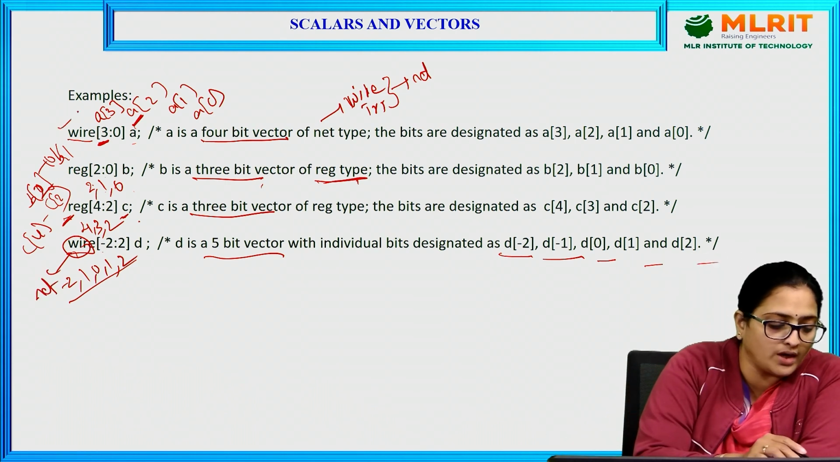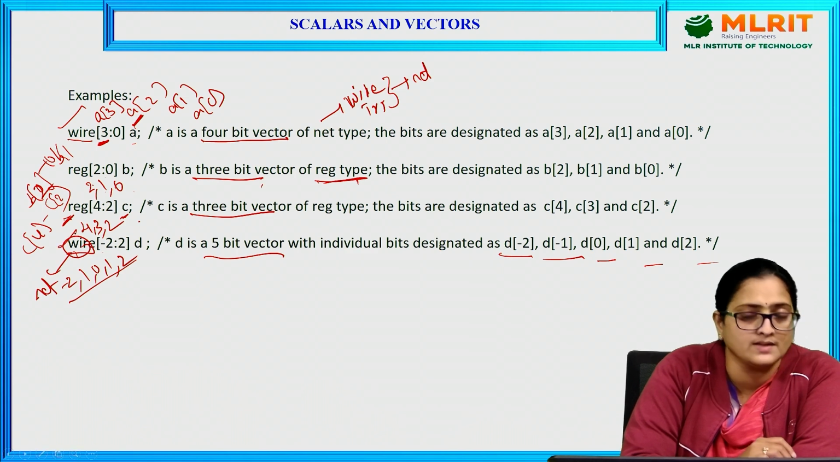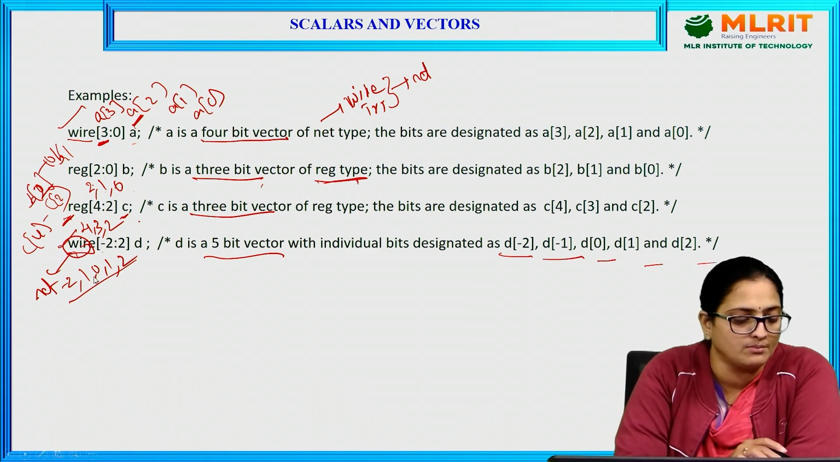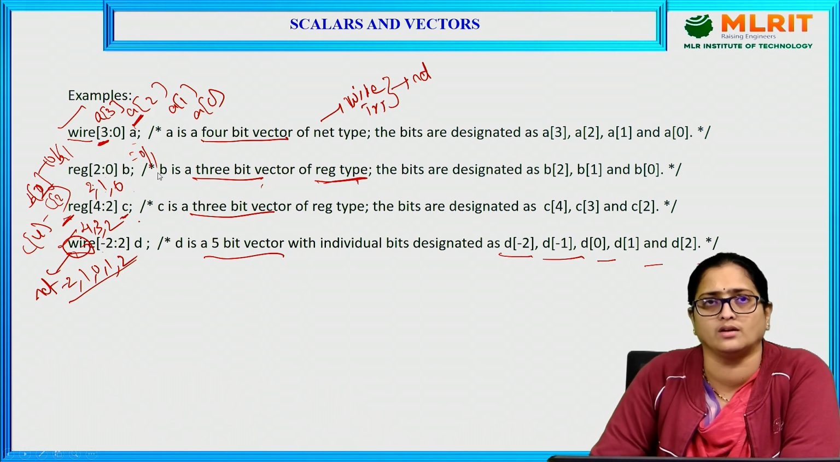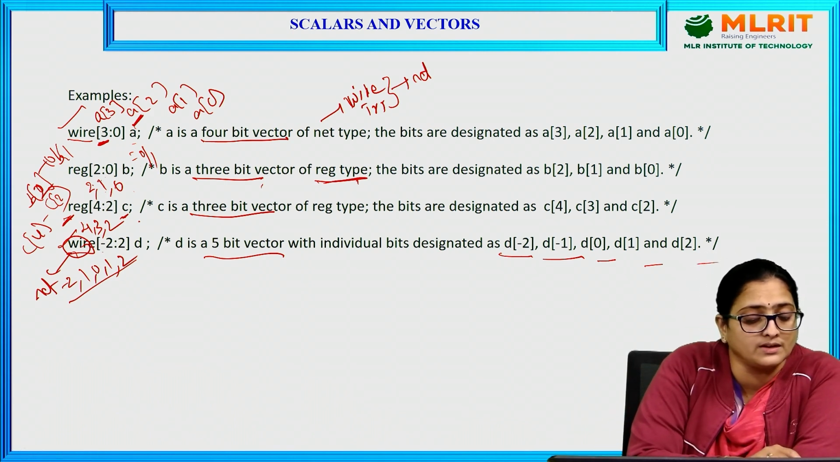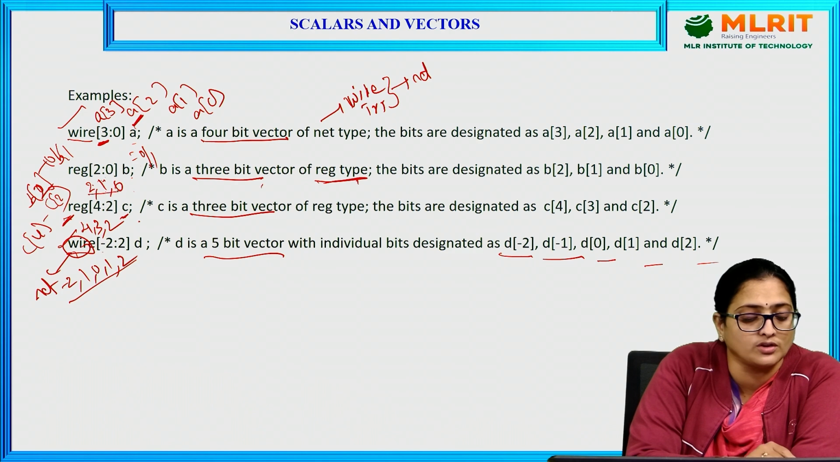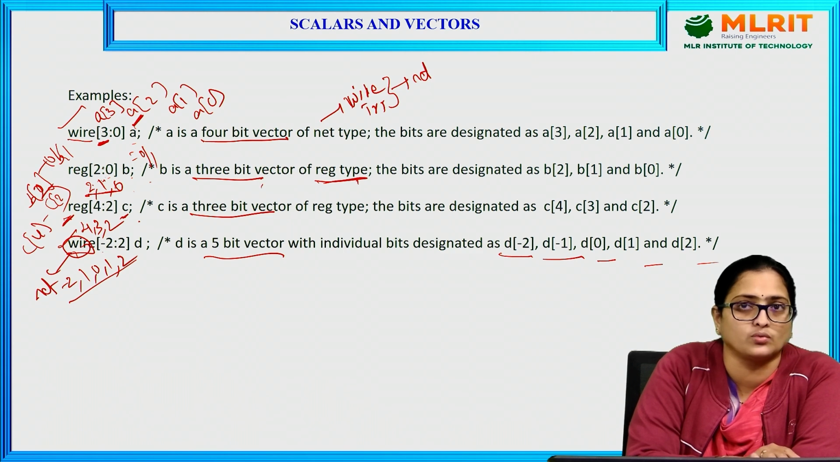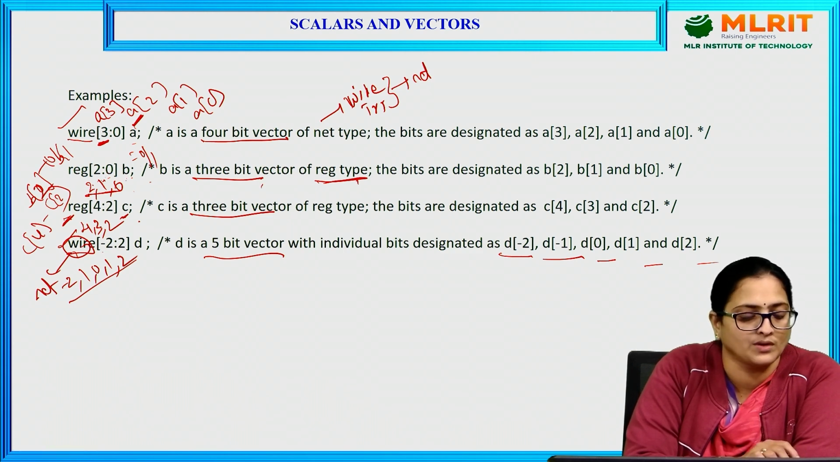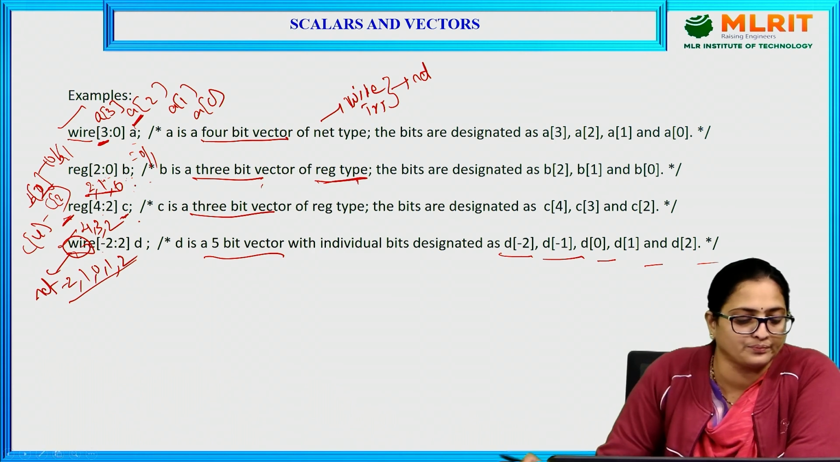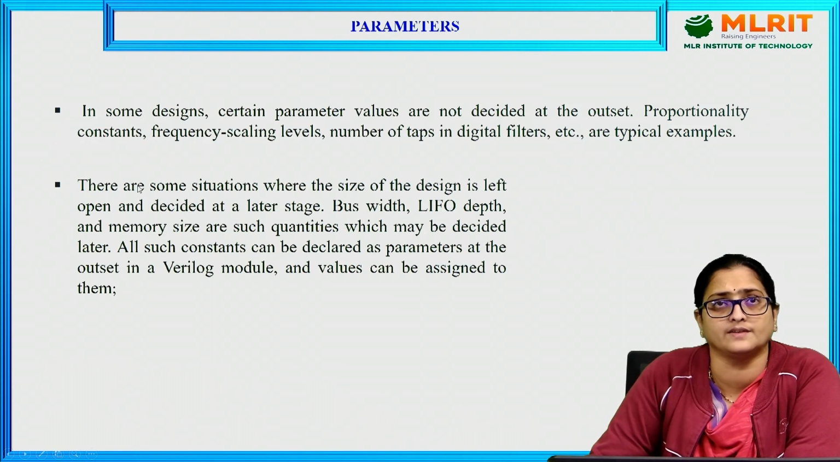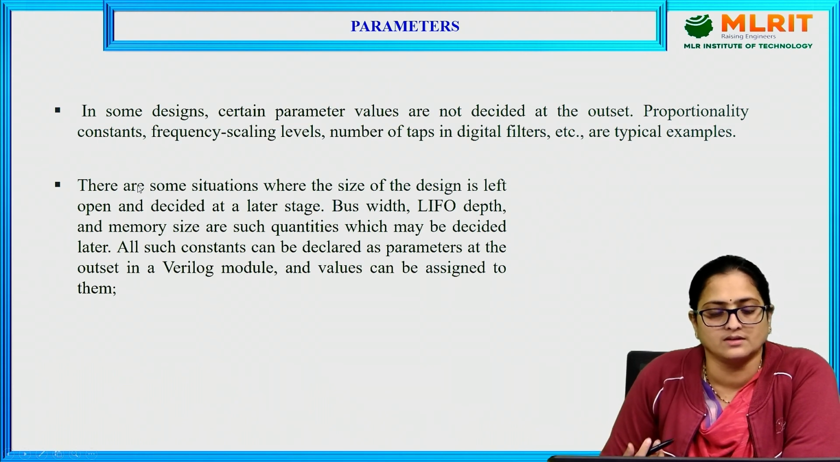Here, this wire will not store a bit, but the register will store a single bit, either 0 or 1. If you are representing this as a vector, then based on the vector size, that number of bits can be stored. Here 3 bits can be stored in B, 2, 1, 0. Here also 3 bits can be stored in C. Okay. Next, parameters.